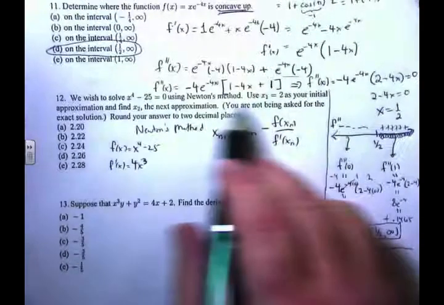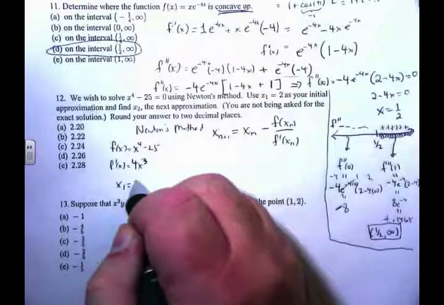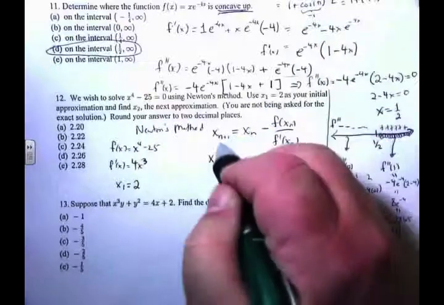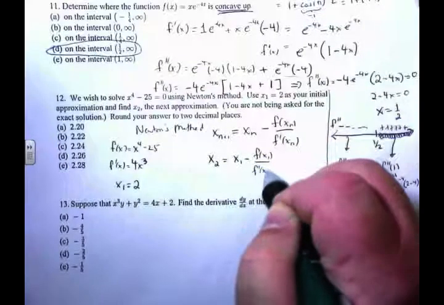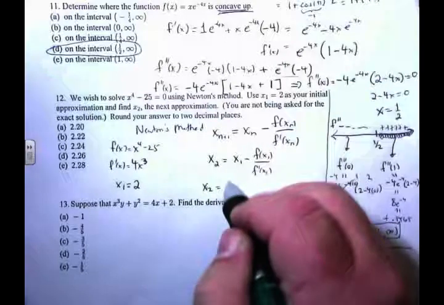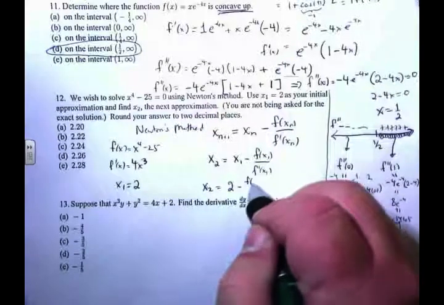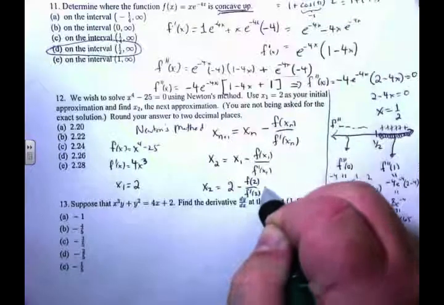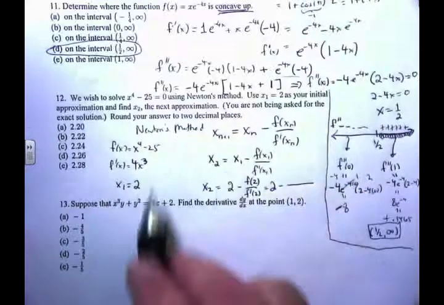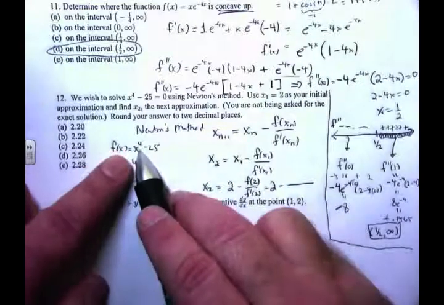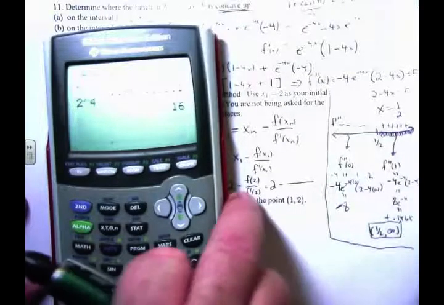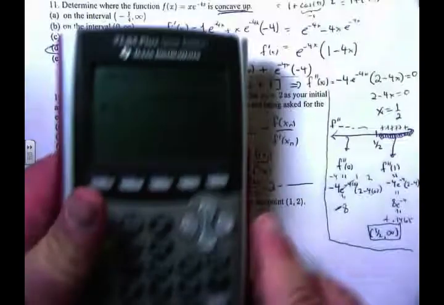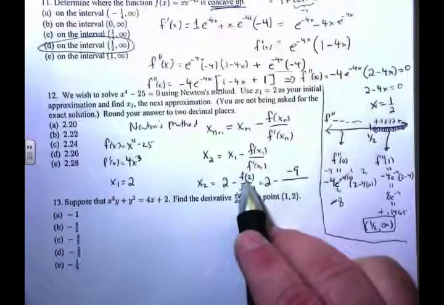They gave me x1, which was equal to 2. So the next iteration, x2, would be equal to x1 minus f of x1 over f prime of x1. So x2 would be equal to 2 minus f of 2 over f prime of 2. Plug in 2 into this. 2 to the 4th power, yay, calculator time. 2 to the 4th power is 16. 16 minus 25 is negative 9. So I get negative 9 for f of 2.